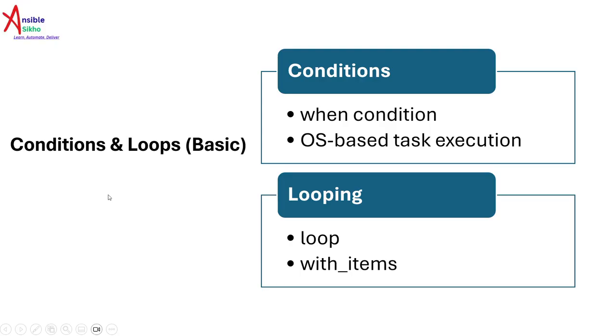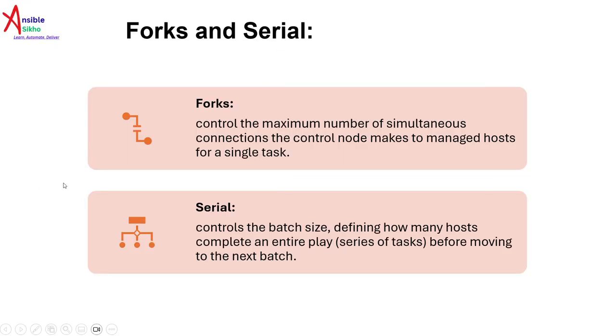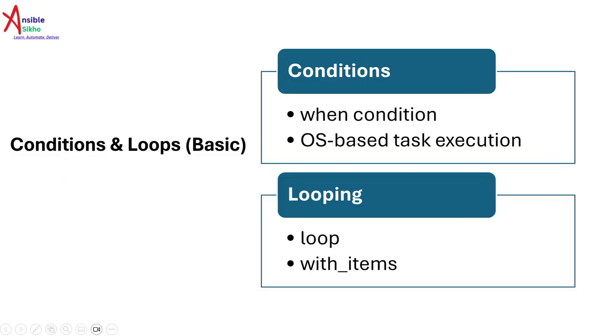Conditions and loops. This is where automation becomes very powerful. Using conditions, you can decide when a task should run, while using loops, you can run tasks multiple times efficiently. This is where you reduce the duplication of code and improve the playbook quality.